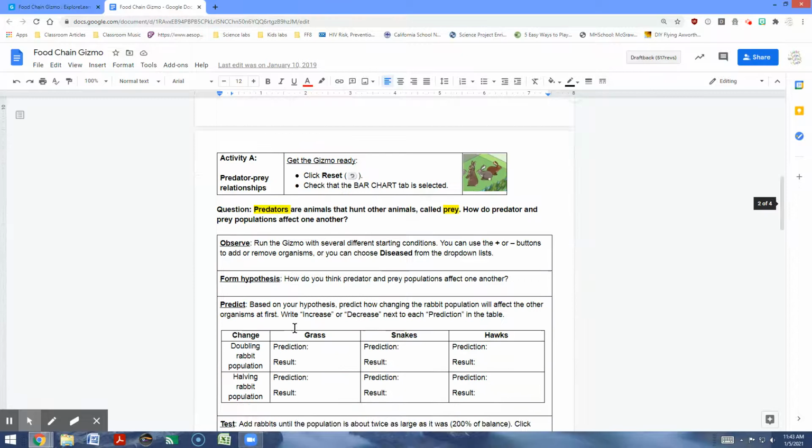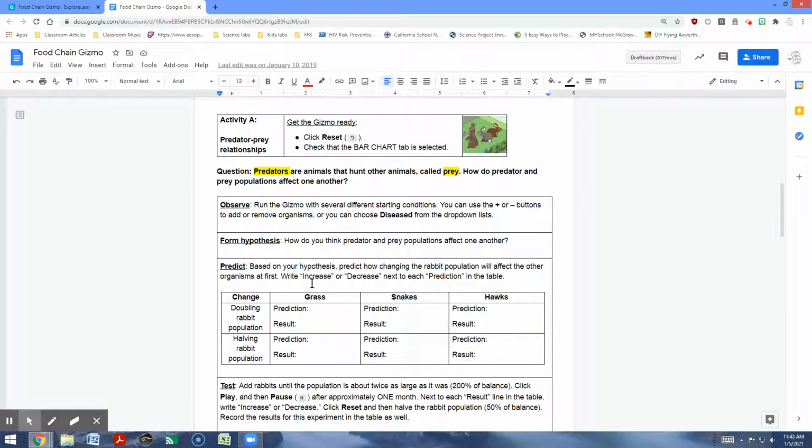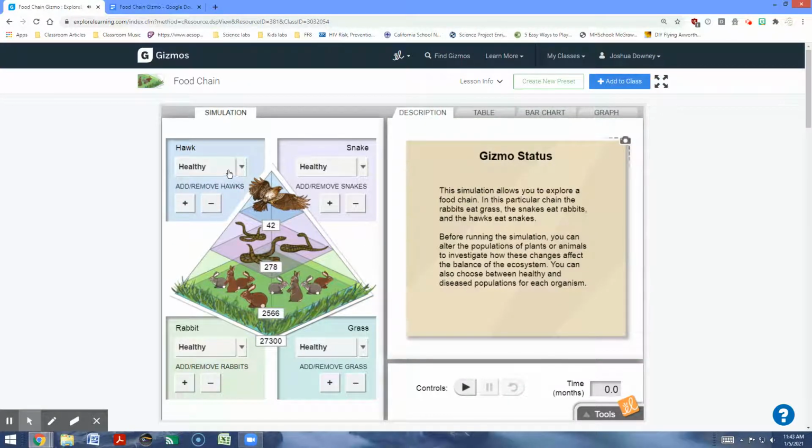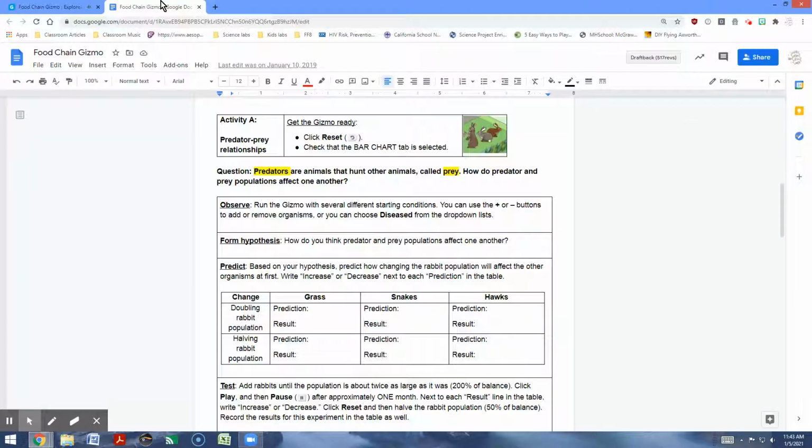Go ahead and look at activity A, predator-prey relationship. With this, we're going to be figuring out how one organism affects the others. It says, run the gizmo over several different starting conditions. You can use plus or minus to add them. You can also change a population to diseased, unhealthy, okay? So we can change hawks to diseased, we can remove hawks, we can add hawks, change any number of things. Put it back to 42 and put them to healthy.